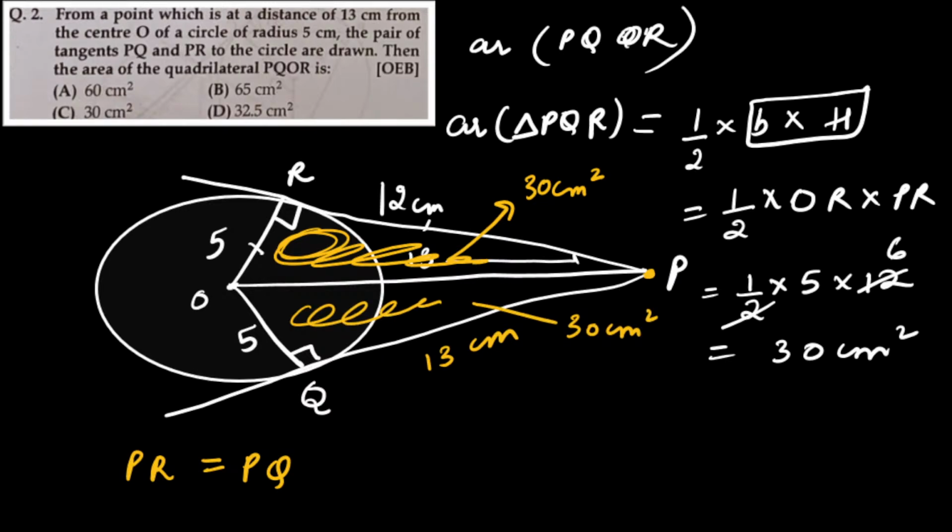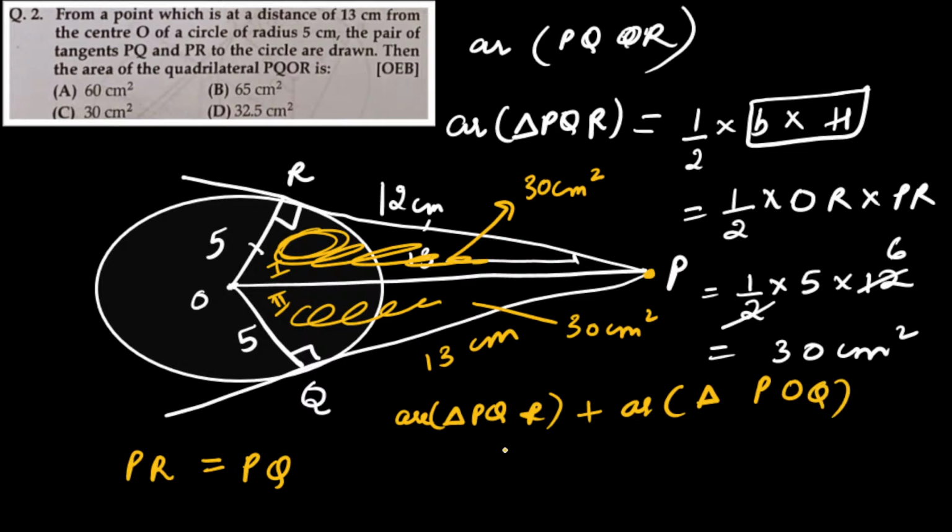So area of this quadrilateral, how will we get? We'll add both the areas. We'll add this and this. So which option will we get? This is area of triangle PQR plus area of triangle POQ. So 30 centimeter square plus 30 centimeter square equals 60 centimeter square.